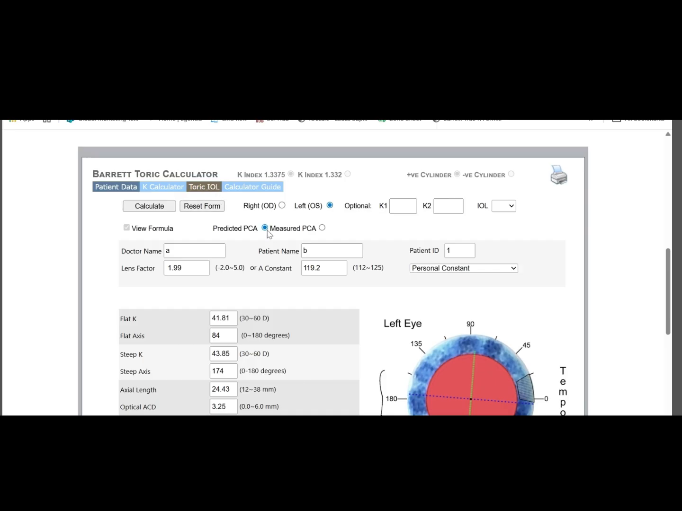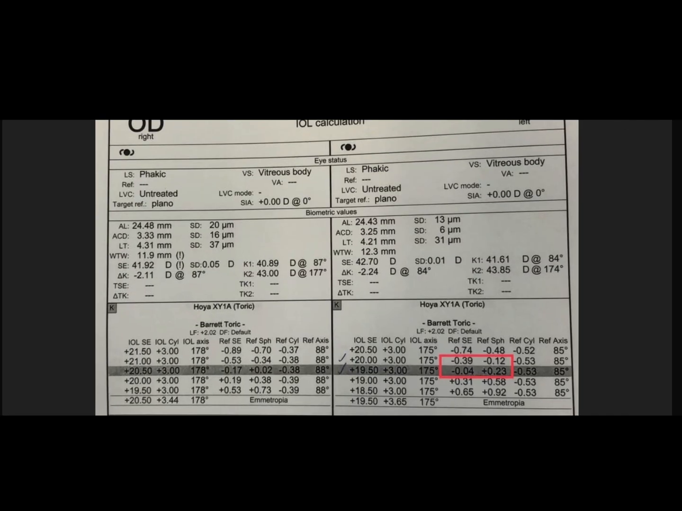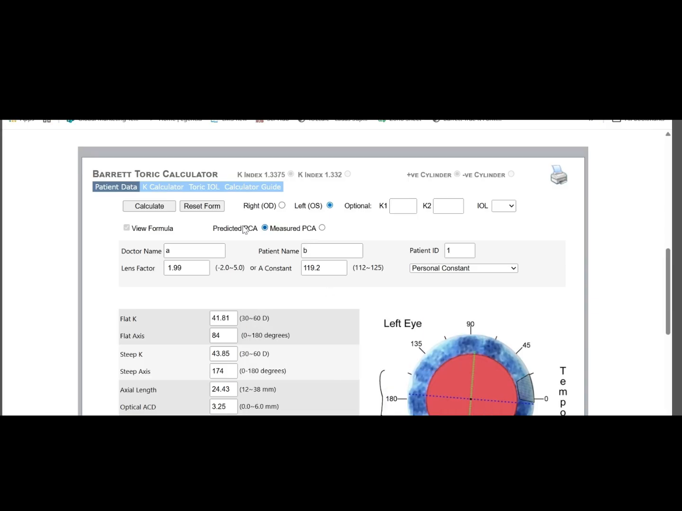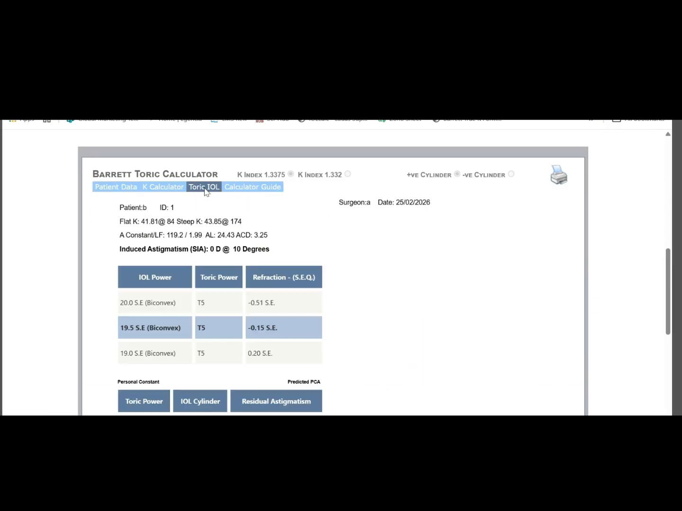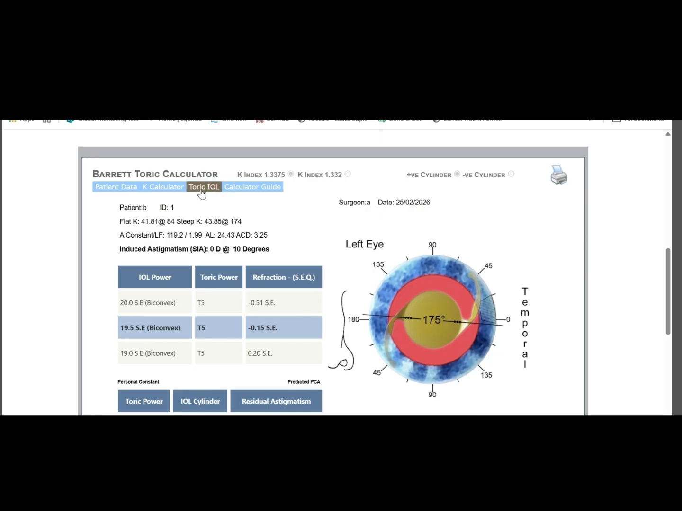All right, so I will keep it to predicted PCA because I don't have a value over here. And as you can see, I don't have a value of the TKs over here. So I will keep it to predicted PCA. Then I go to the toric IOL, right? Now, as I click the toric IOL, this is basically my output page.